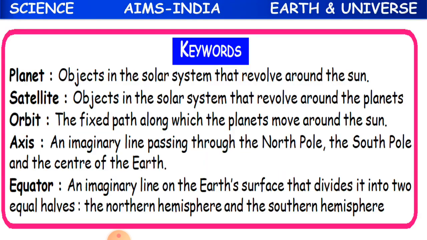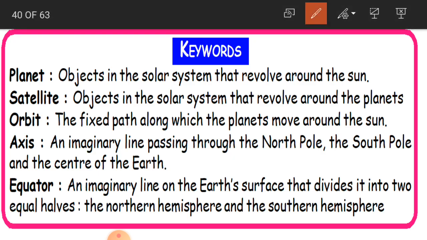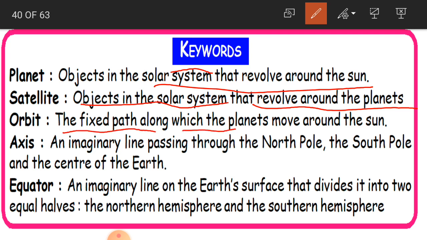Okay, now let us learn some of the keywords, like what we have learned until now in our lesson. Planet. So what is a planet? Objects in the solar system that revolve around the sun. Okay, children? Satellite. Objects in the solar system that revolve around the planets. Orbit. The fixed path along which the planets move around the sun. So every planet has got a fixed path, children. Every planet and even every satellite has got its own way.